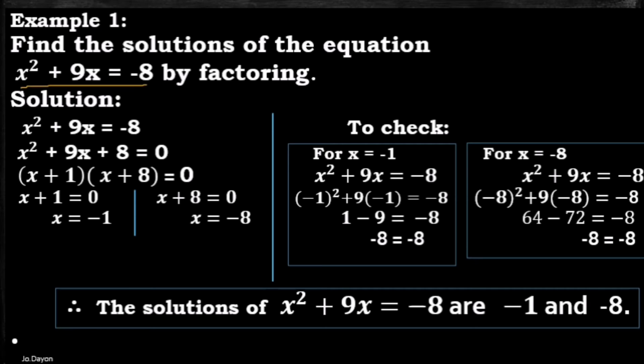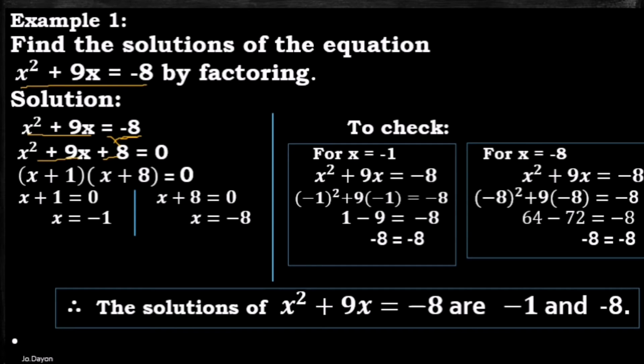If you have observed, the equation is not yet in the standard form, so we're going to transform this one into the standard form. Negative 8 is on the right side of the equation, so I will just transpose this one to the left side. You just copy x squared plus 9x, and then this negative 8 becomes positive 8 equals 0.